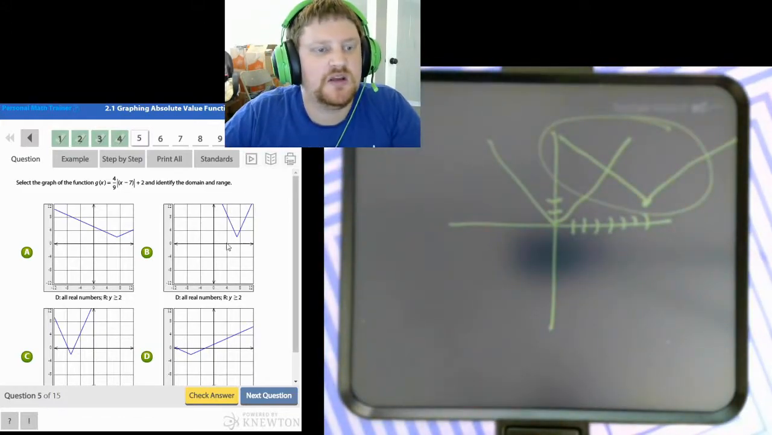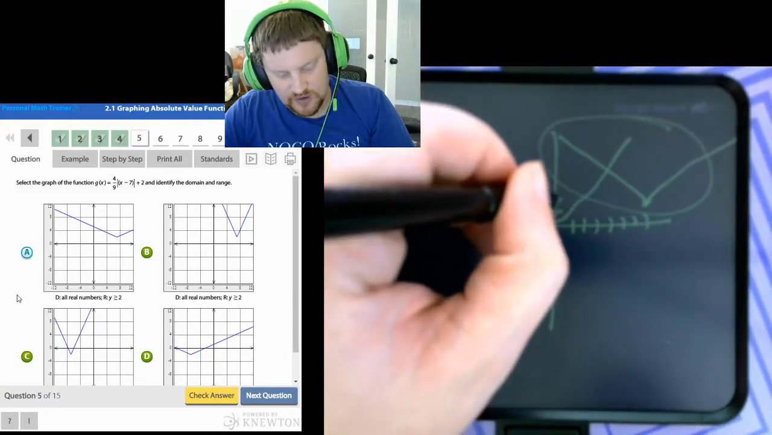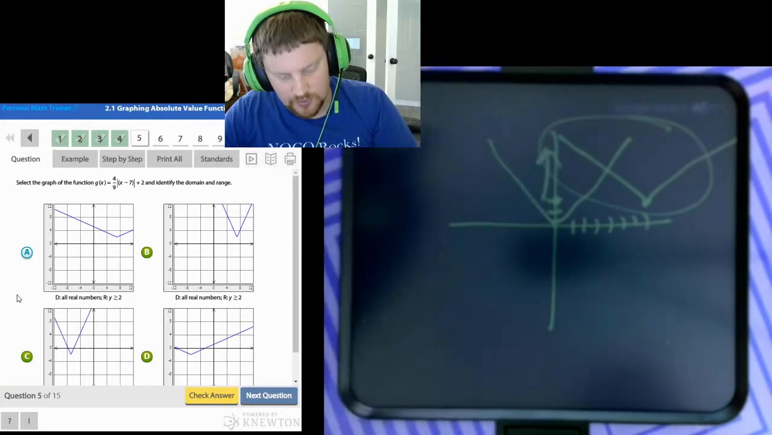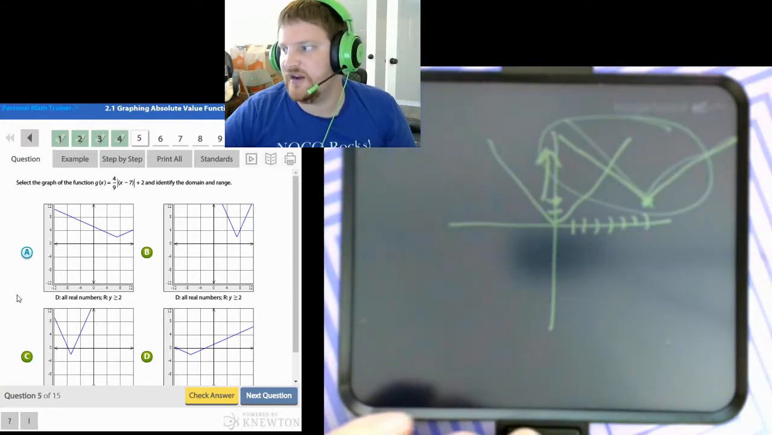And to me, this is the only one that fits. Let's double check to make sure they've got the right domain and range though. We know that all absolute value graphs have a domain of all real numbers. And in this case, y is greater than 2 would mean that every value from 2 up works. And we can see that the picture of the graph we drew, that is indeed accurate.